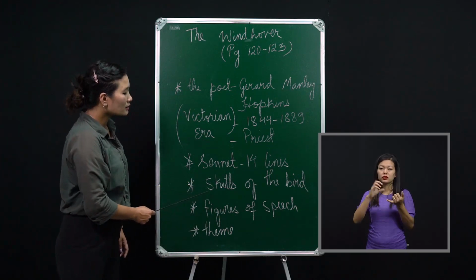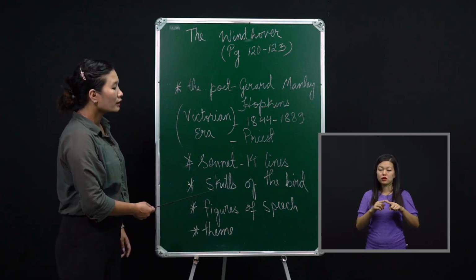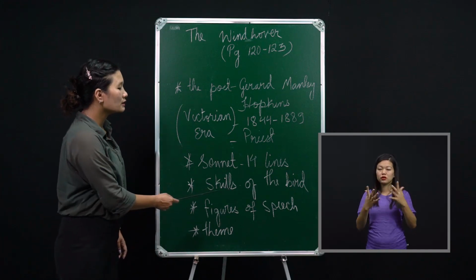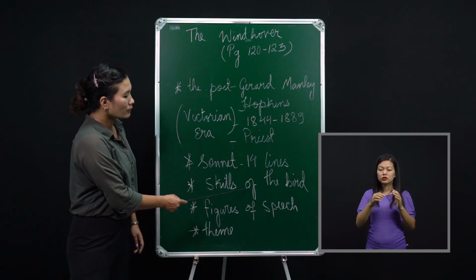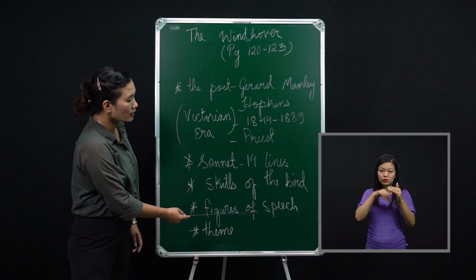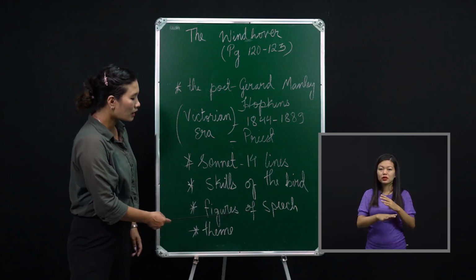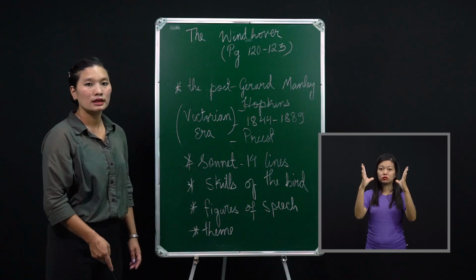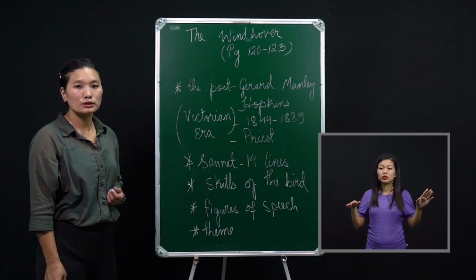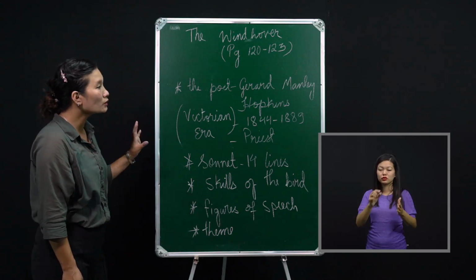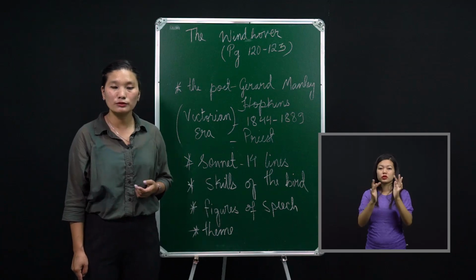And we have discussed the skills of the bird and how the poet wonders at the skills that this bird possesses. And we have also discussed the figures of speech, and the example is alliteration. And the main theme is the beauty of nature that you see around us. So I'm sure this will make a meaningful understanding for you all.